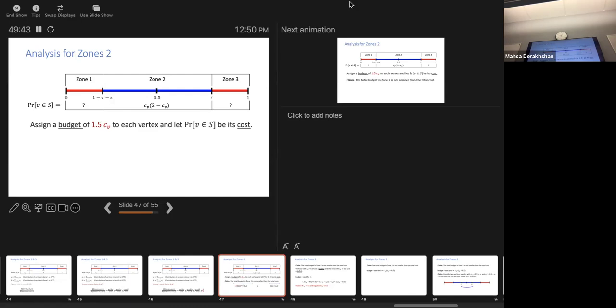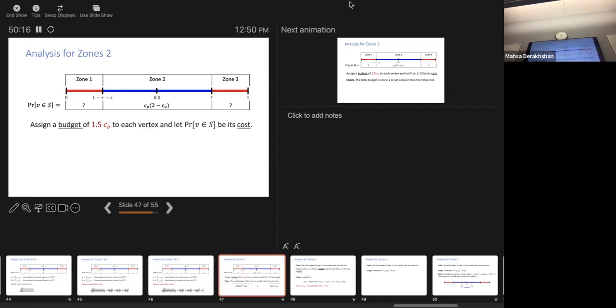Now to analyze that, we'll assign each vertex a budget and a cost. What's the budget of a vertex? It's 1.5 times CV. Why 1.5? Because we are going for a 1.5 approximation ratio, right? So each vertex can cost us this much. We give it this budget, and the cost will be the probability that the vertex is output by the algorithm. So that's the cost that the algorithm has paid for this vertex.